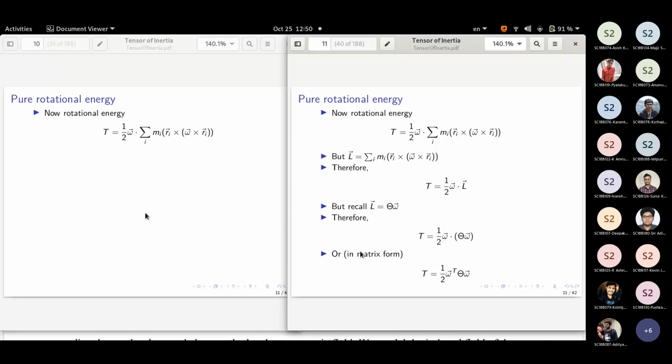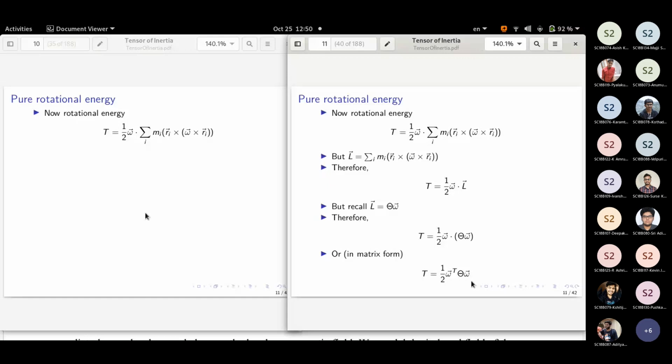So that is the final conclusion: the kinetic energy is given by half omega transpose theta omega, where omega is the angular velocity vector and theta is the tensor of inertia matrix. All of these are constructed using the same coordinate system. They are represented in the same coordinate frame. That is the key requirement.